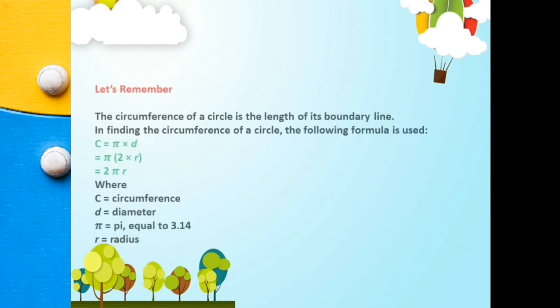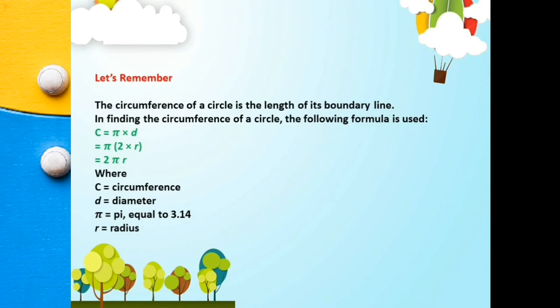Okay, so let's remember, the circumference of a circle is the length of its boundary line. In finding the circumference of a circle, the following formulas are used. So these are the following formulas. We have C is equal to pi times D, which is equal to pi times 2 times r, or 2 times pi times r, where C is the circumference, D is the diameter, pi is equal to 3.14, and r is the radius.